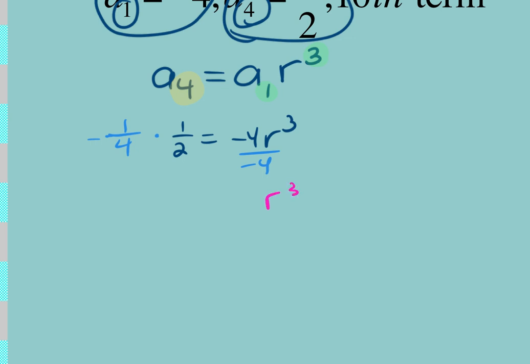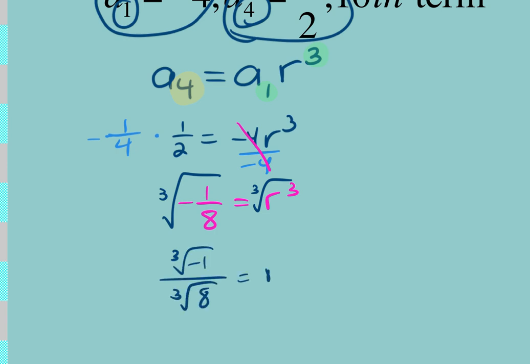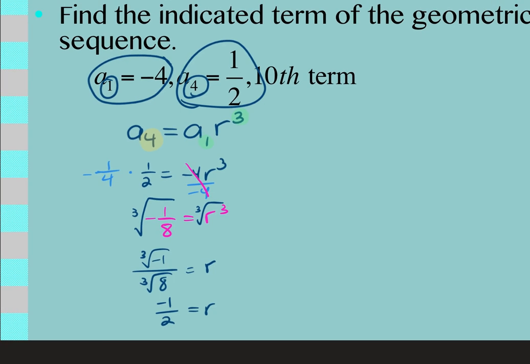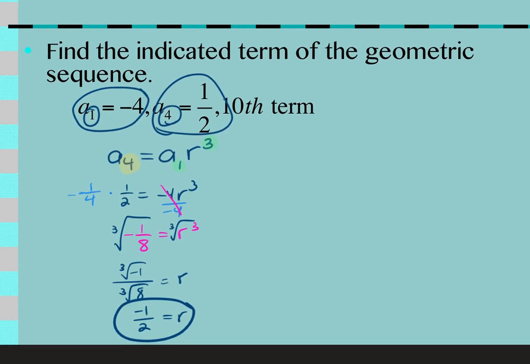I get R to the 3rd equals -1/8. How do I get rid of something raised to the 3rd power? Cube root it. That 1 or that negative can be in the top with the 1 or in the bottom with the 8. It doesn't matter. It just goes to one of those places, okay? So let's say we put it in the top. What is the cube root of -1? -1, right? And what is the cube root of 8? 2. So R, I now know, is -1/2.